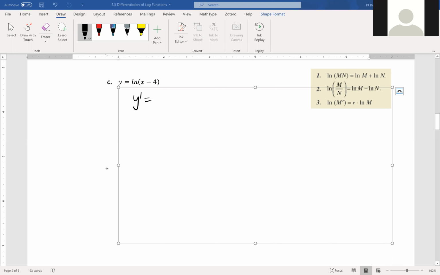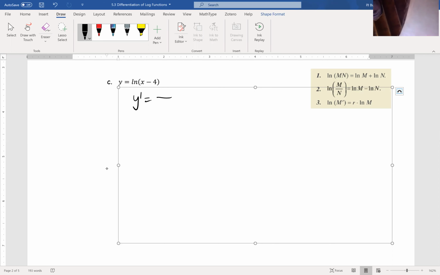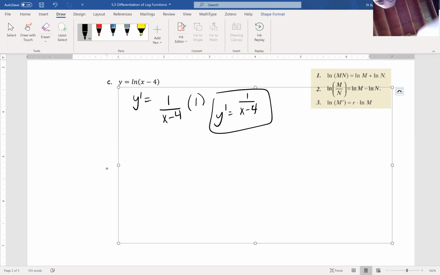So derivative of this function is going to be 1 over the inside, which is x minus 4, times the derivative of the inside, which in this case is just 1. So y prime is just 1 over x minus 4.